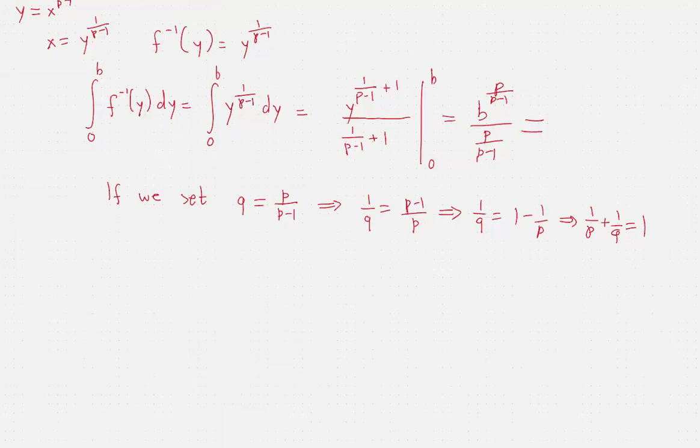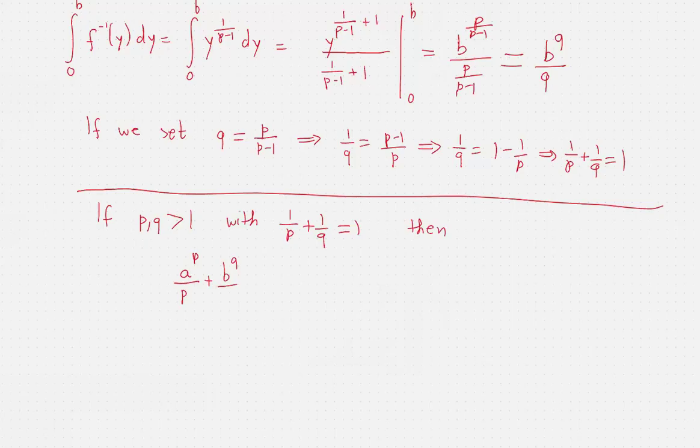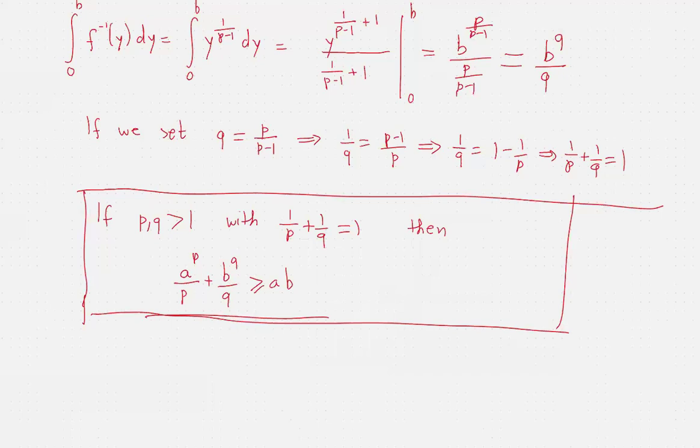So now we can state the ultimate corollary that we need from Young's inequality. If p, q are greater than 1 with 1 over p plus 1 over q equals 1, then a to the p over p plus b to the q over q is greater than or equal to ab. And this is really what we would like to use in order to prove Hölder's inequality and subsequently Minkowski's inequality. And that's all. Thanks for watching.